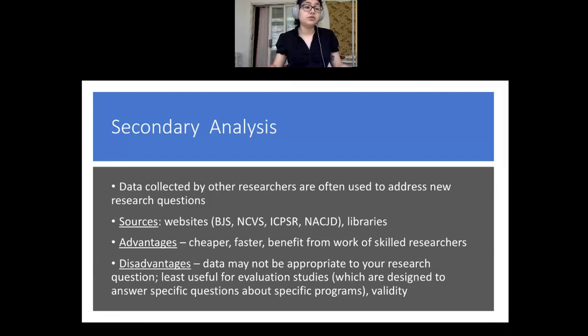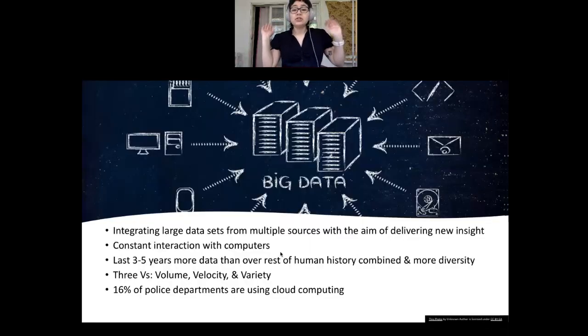And the Inter-University Consortium for Political and Social Research is a really good resource for that, and I'll post a link to that in this final week's content folder.